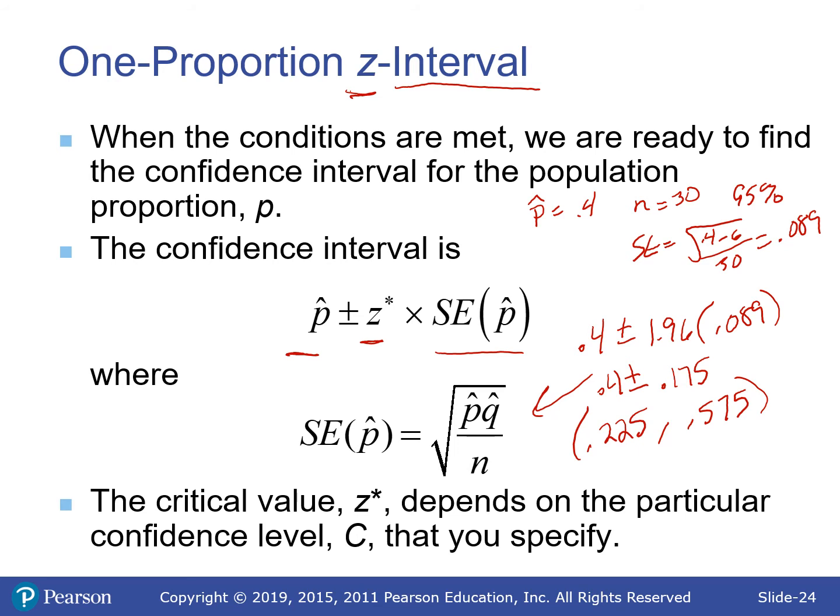That would be the answer. You can read it, or you can see it. It tells you what you're talking about. It gives you the confidence level. I am 95% confident that the proportion of people who eat tacos on Thursday is between these two numbers. Or I'm 95% confident that the proportion of people who eat tacos on Thursdays is in the interval 0.4 plus or minus 0.175.